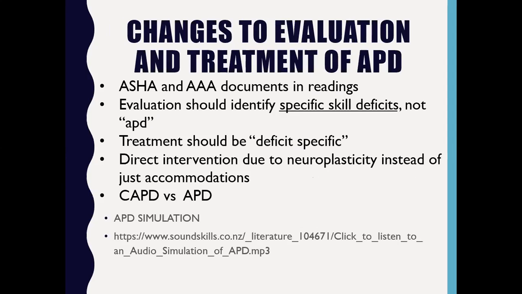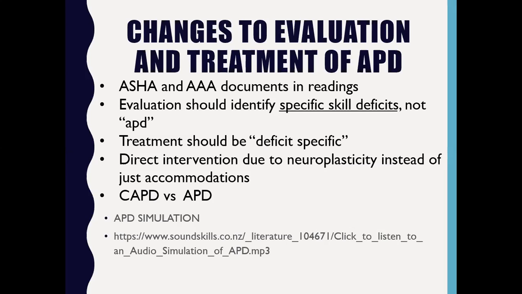So as I mentioned earlier, ASHA and AAA, their documents are in your readings for this week. One of the changes is that 20 years ago, if I was going to diagnose a student with auditory processing, I would say the student has an auditory processing disorder, period. I would give some strategies and recommendations. But now, because we know so much more about the brain and we know the brain is plastic, we can improve function. We know that we can improve auditory processing skills. So in order to do that, we need to know where the deficit is.